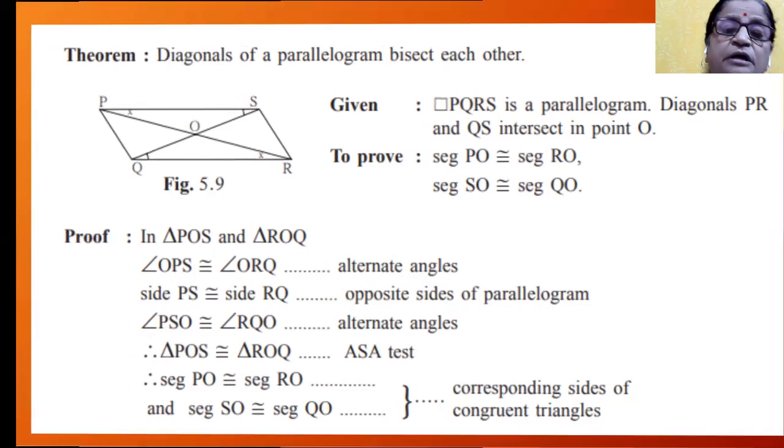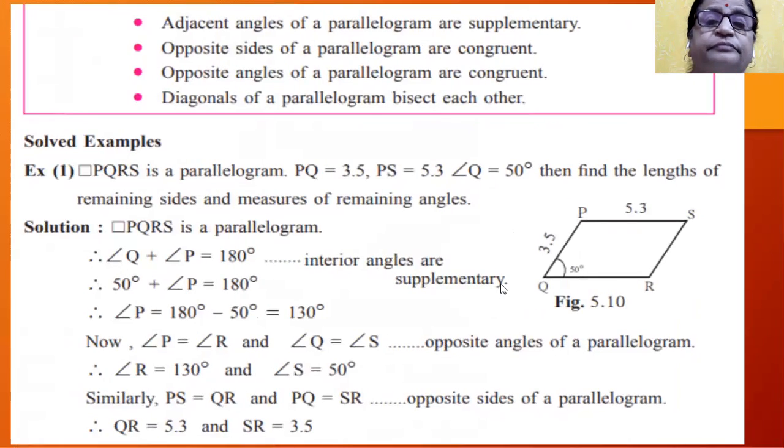Then next, we are going to study the information we have taken regarding parallelograms. Adjacent angles of a parallelogram are supplementary. Supplementary means 180 degrees. Opposite sides of a parallelogram are congruent. Opposite angles of a parallelogram are congruent. Diagonals of a parallelogram bisect each other. On the basis of this information, we are going to solve some examples.